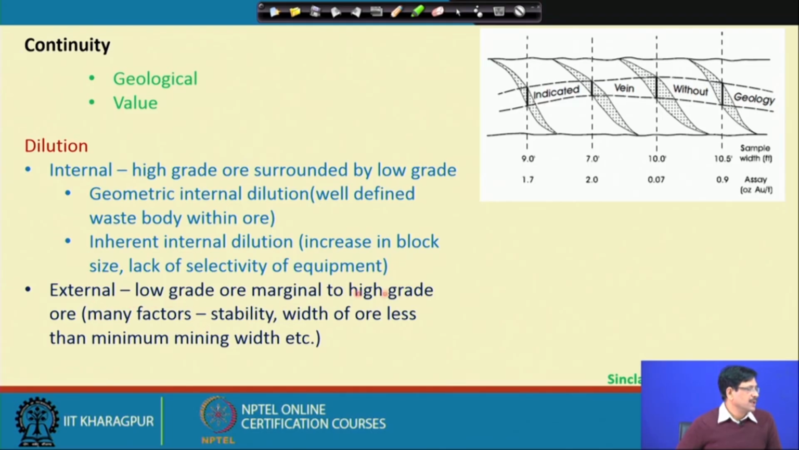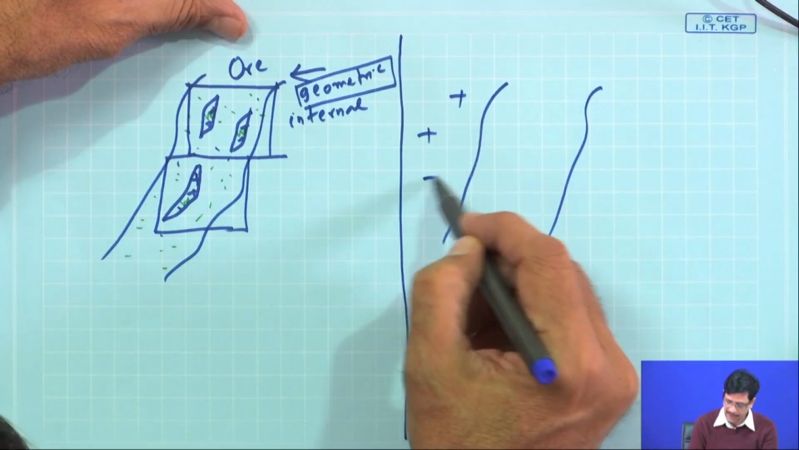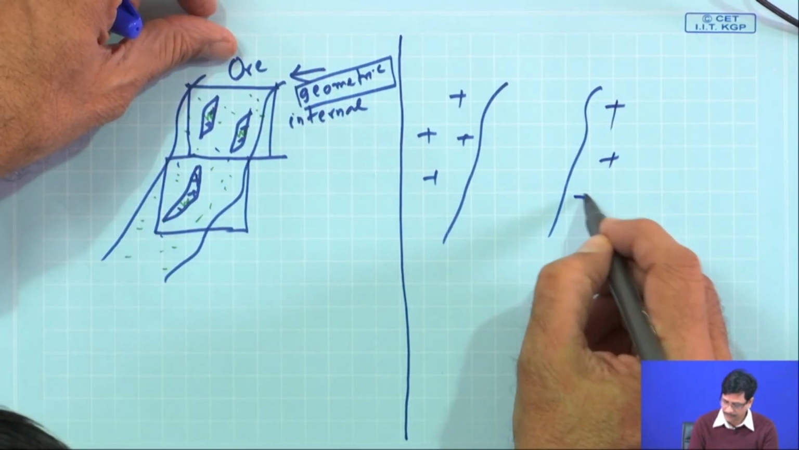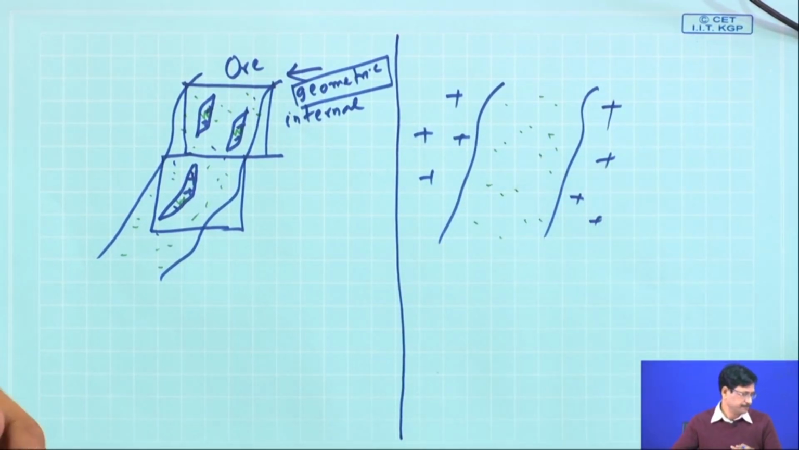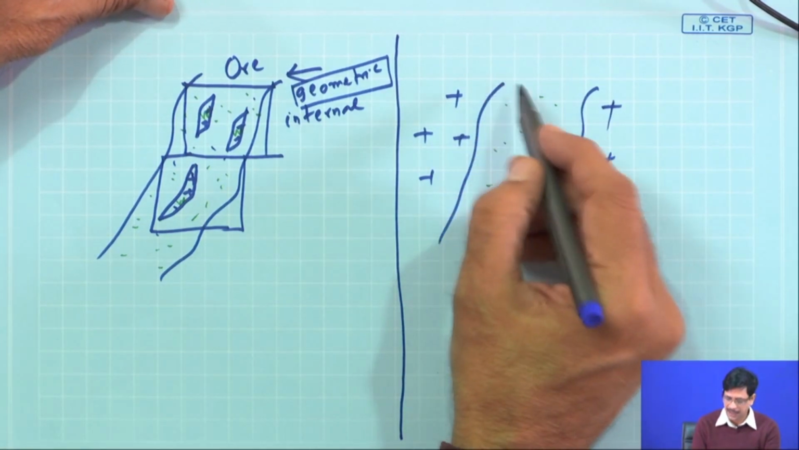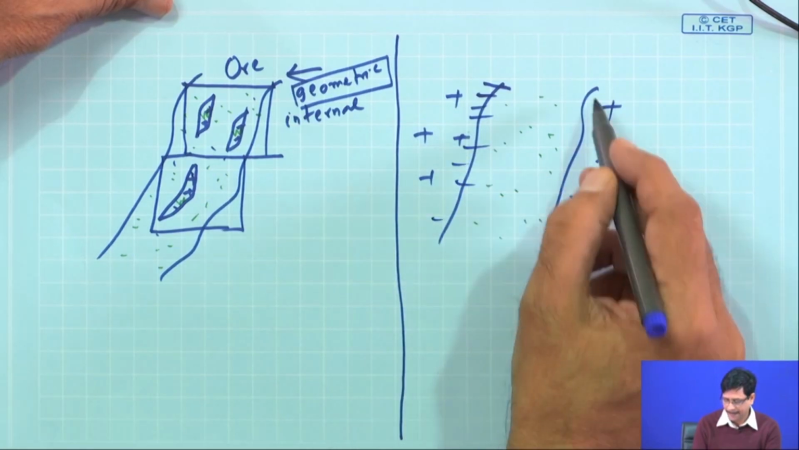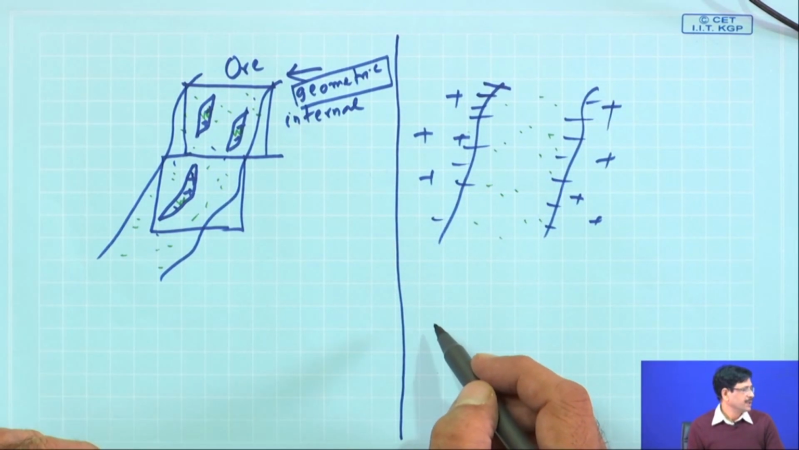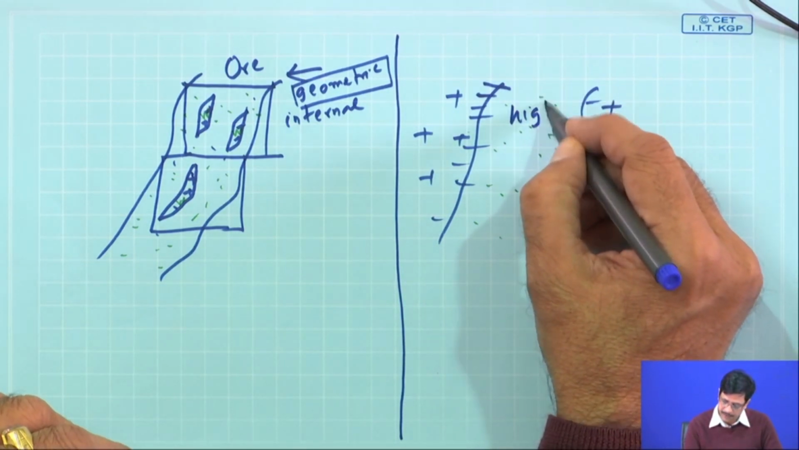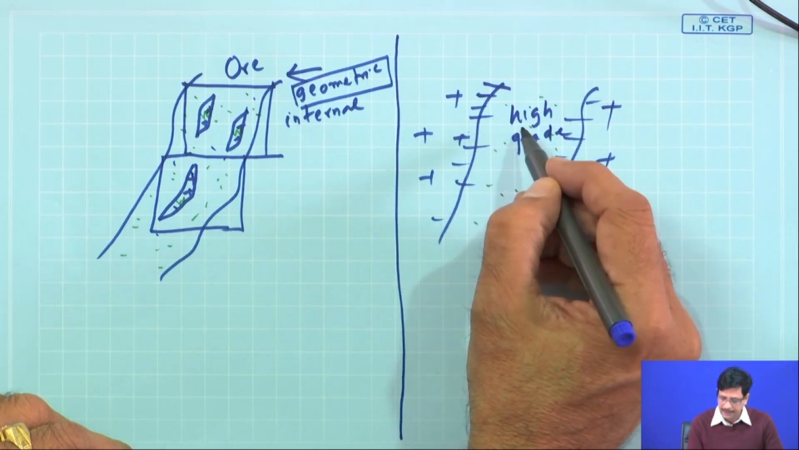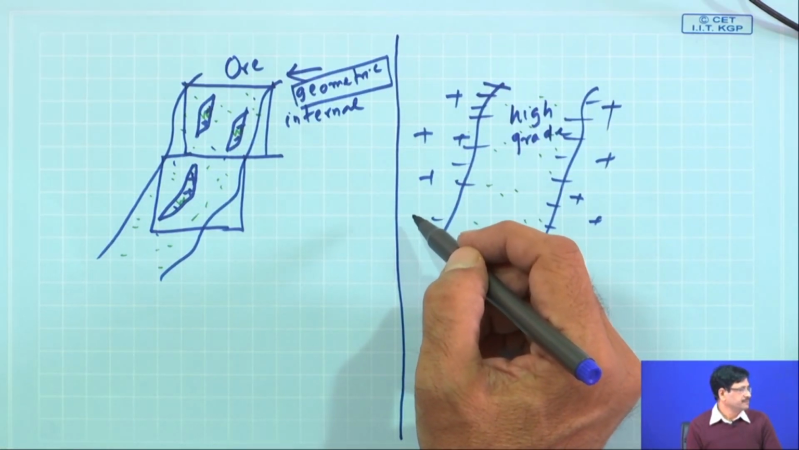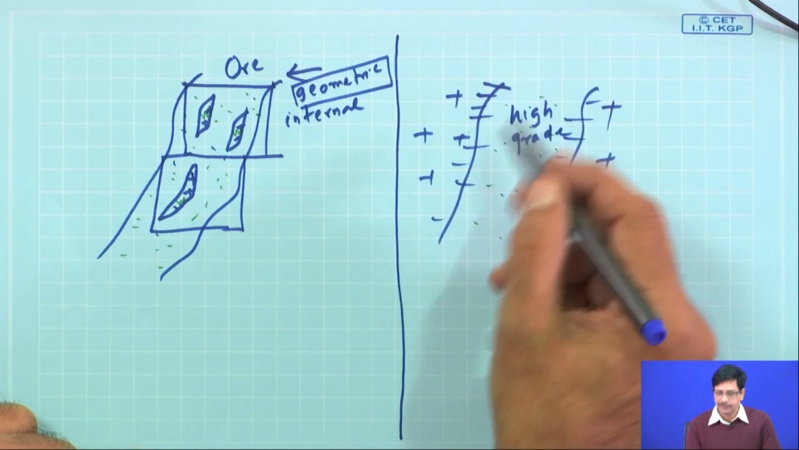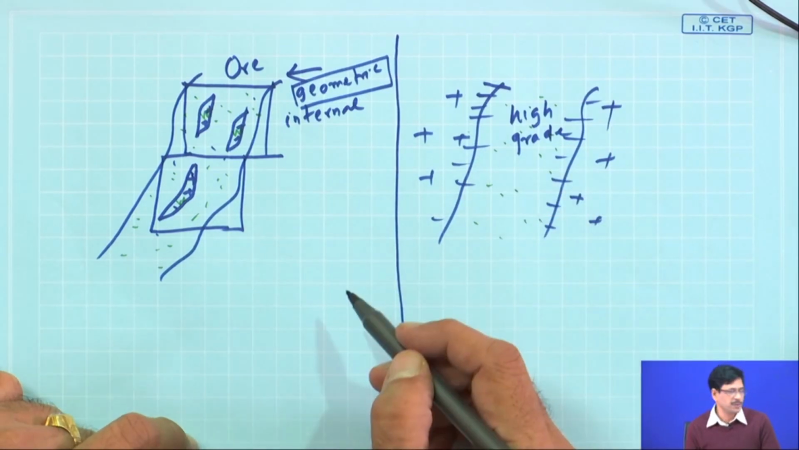And the external one, the low grade ore marginal to high grade ore. For example, if we have an ore body like this and this is the country rock, and if the boundary is not very sharp, if the boundary is diffused, then this part will be the high grade, and there will be a gradual lowering of the grade towards the country rock, in which there will be a zone of low grade, and this low grade ore will invariably get mixed up with the high grade during the process of mining.